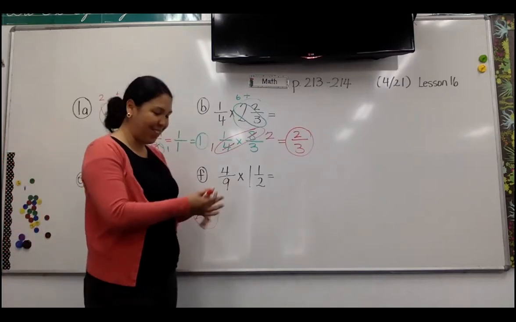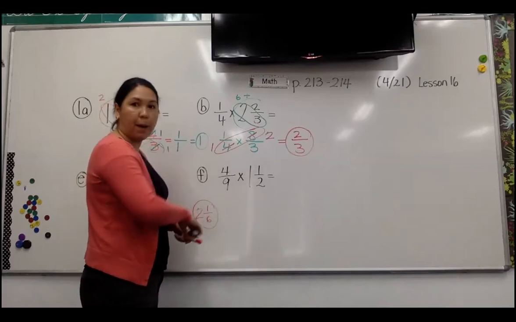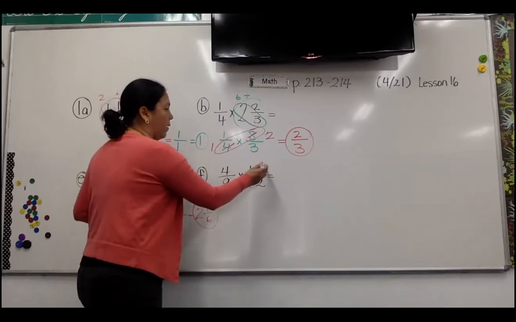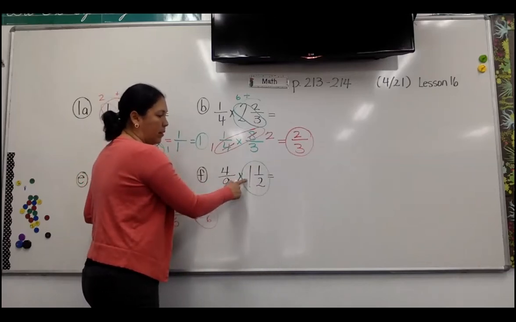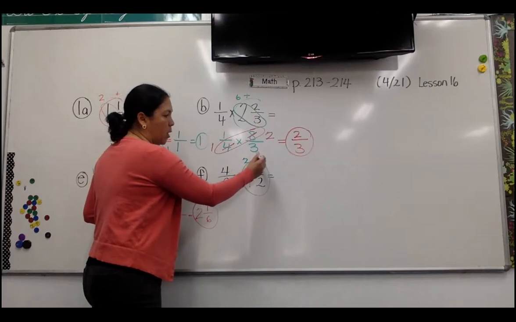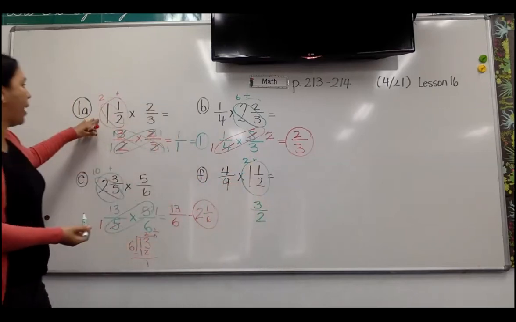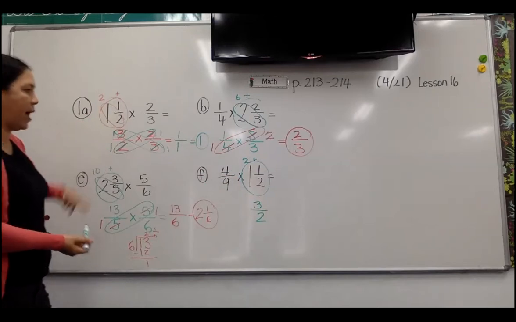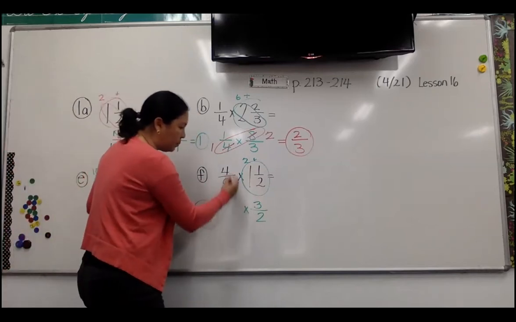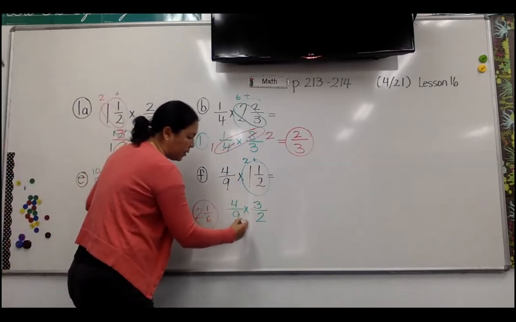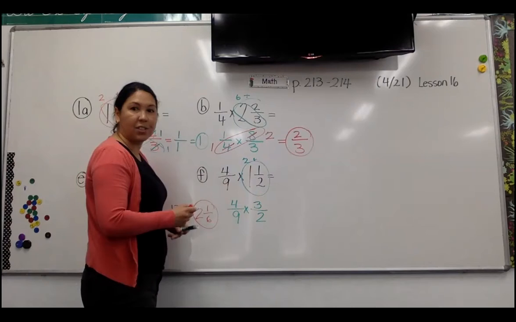Okay, ready? Let's see if you got this one right. Find my mixed number. Where is it? Here it is. 2 times 1 is 2. 2 plus 1 is 3. 3 halves. It's the same thing we had over here. 1 and 1/2 is 3 halves. Times my 4/9. Do you see anything I can cross cancel?